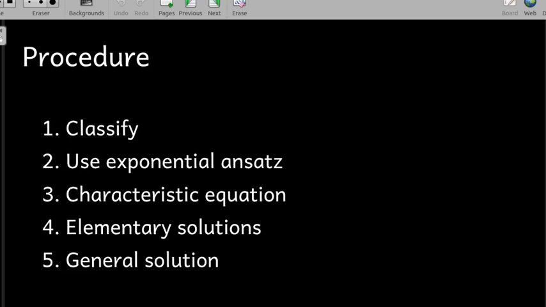If the equation is linear and has constant coefficients and is homogeneous, then we can use the rest of this procedure. The next step is to use the exponential ansatz, and we'll see what that is on the next slide. That gives us the characteristic equation, from which we find the elementary solutions, which we can then use to write down the general solution.